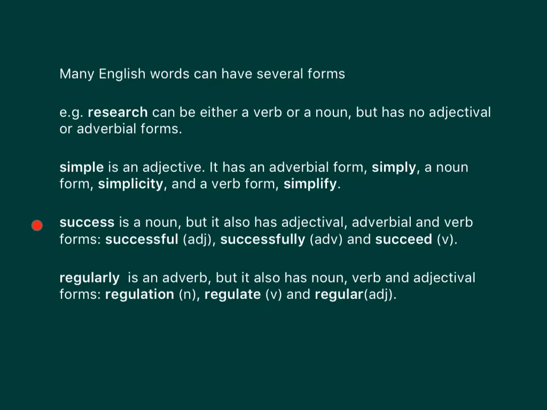Success is a noun, but it has also an adjectival, adverbial, and verb forms. Successful is an adjective, successfully is an adverb, and succeed is a verb. Regularly is an adverb, but it also has noun, verb, and adjectival forms. Regulation is a noun, regulate is a verb, and regular is an adjective.